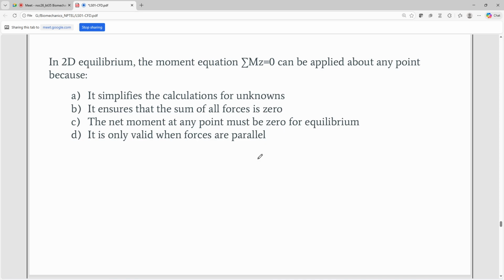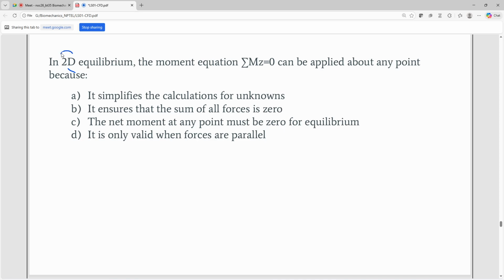Next question. In 2D equilibrium, the moment equation sigma Mc is equal to 0 can be applied about any point because... Options are: option A, it simplifies the calculation for unknowns. Option B, it ensures that the sum of all forces is 0. Option C, the net moment at any point might be 0 for equilibrium. Option D, it is only valid when forces are parallel.